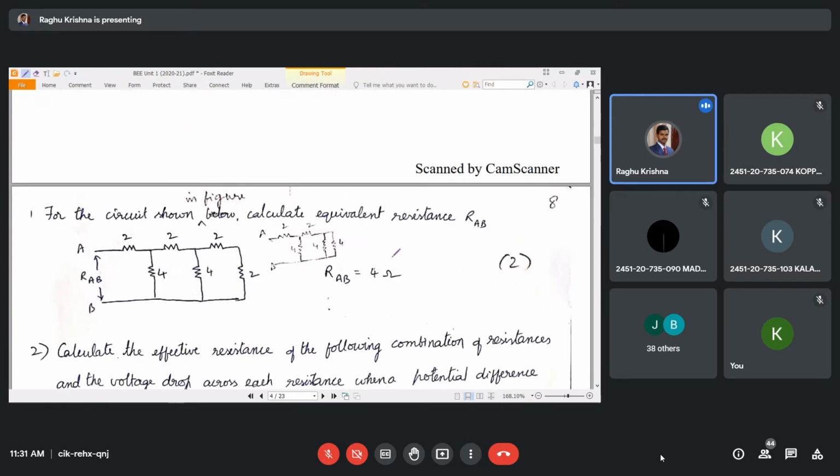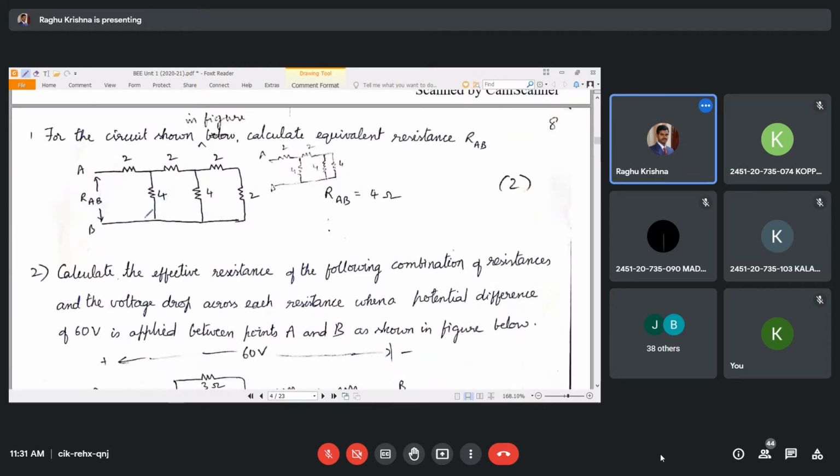So let us do this problem. For the circuit shown in the figure, calculate the equivalent resistance RAB. A and B are the two terminals. I want the equivalent resistance across the terminals A and B. How do we start here? You can see these two are in series, right? This and this are in series. So you are going to get a circuit like this. Is it visible?